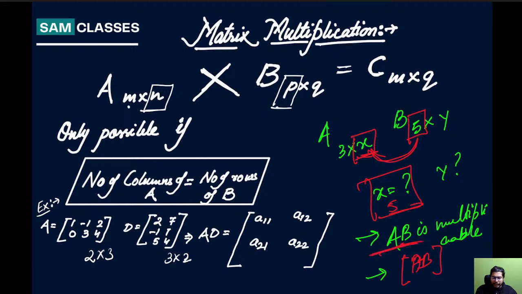If AB can be multiplied, only X equal to 5. Nothing we can predict about Y. What will be the resultant? AB will be 3 cross Y. That we can say. But what will be the value of Y? We can't say. Clear everyone? Everybody, is it clear? Yes, no? Put it in the chat section.